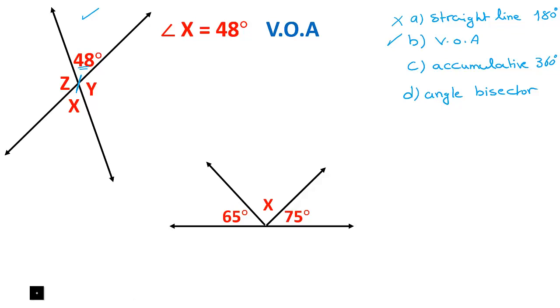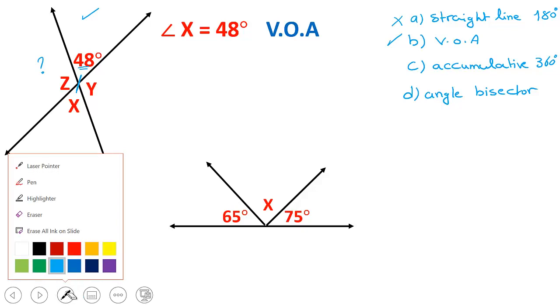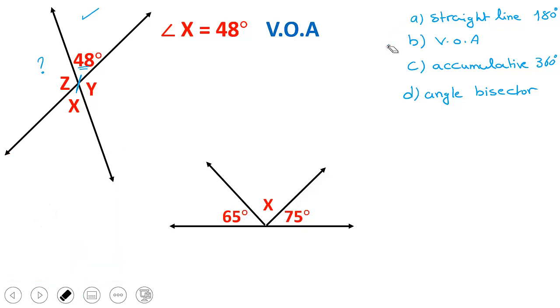Let's go now and see how can I find the measure of angle Z. Let's find the relation between angle Z and angle 48 degrees. So let's again go and ask ourselves the four questions. Is angle Z and angle 48 degrees on the same straight line? Yes, they are on the same straight line. Which straight line? This one.